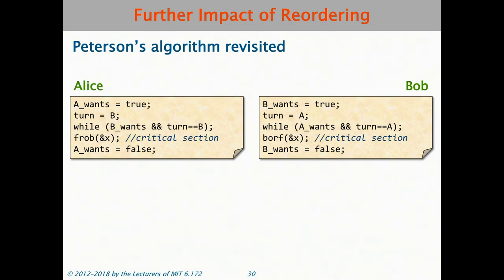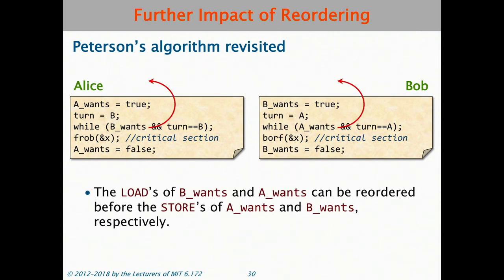Maybe Alice loads B wants early. If they both do, then they could be reordered before the store of A wants and B wants. Right, because that's a load of B wants. Well, Alice isn't touching B wants, so why can't it just move it earlier? Those are not the same locations. So suppose it reorders those. Now what happens?